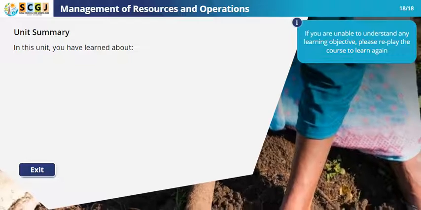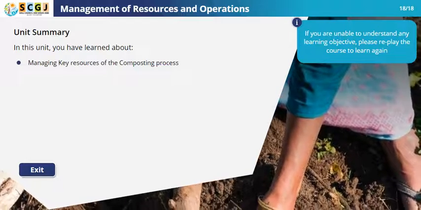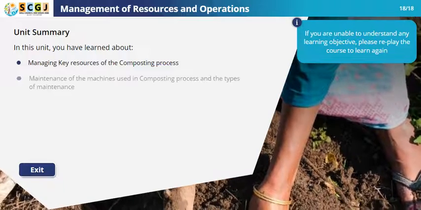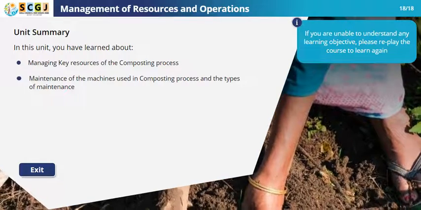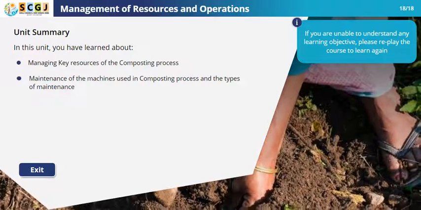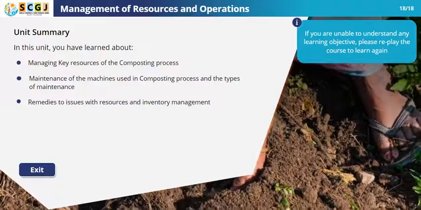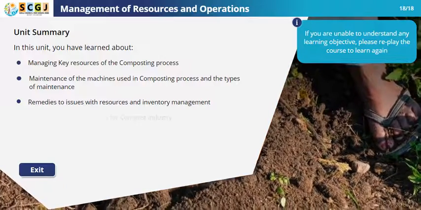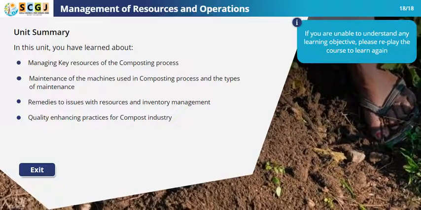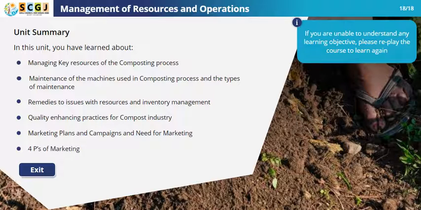In this unit, you have learnt about managing key resources of the composting process, maintenance of the machines used in the composting process and the types of maintenance, remedies to issues with resources and inventory management, quality enhancing practices for the compost industry, marketing plans and campaigns, and need for marketing. 4 P's of marketing.